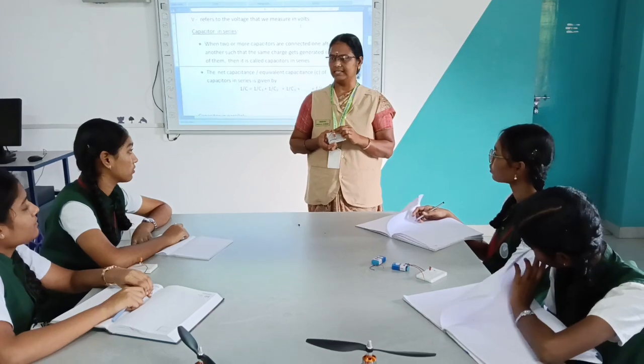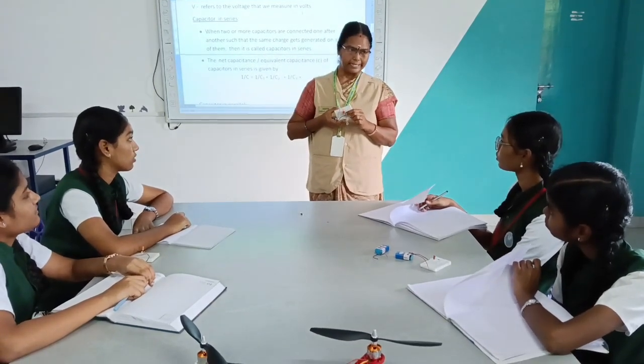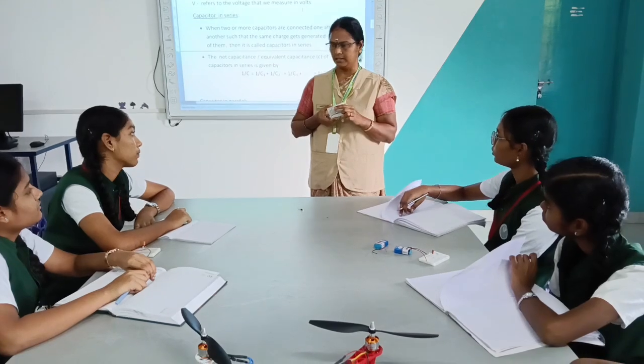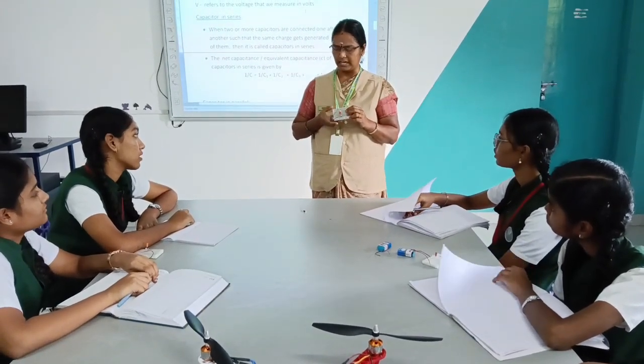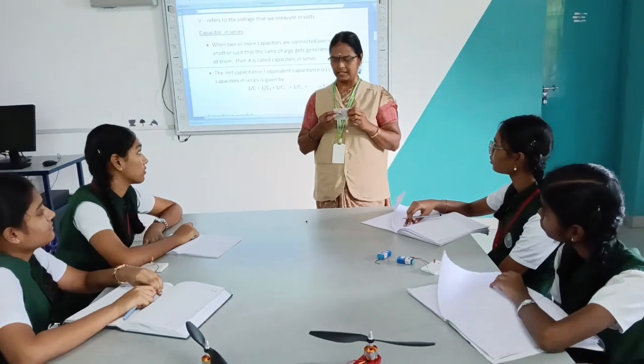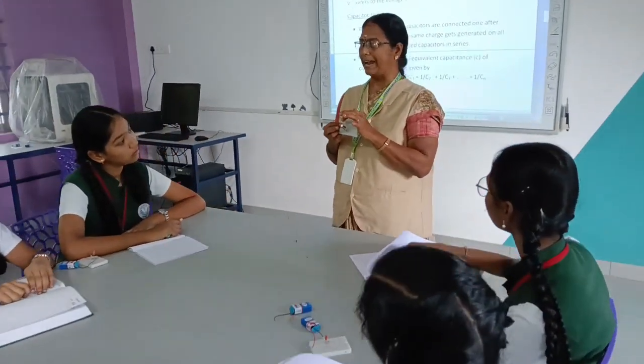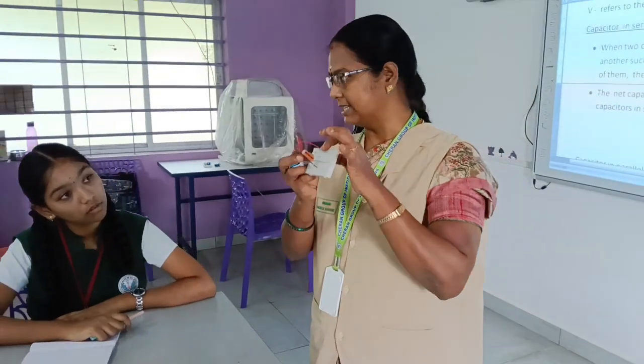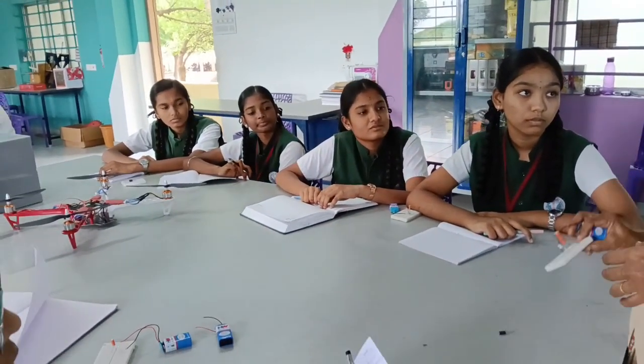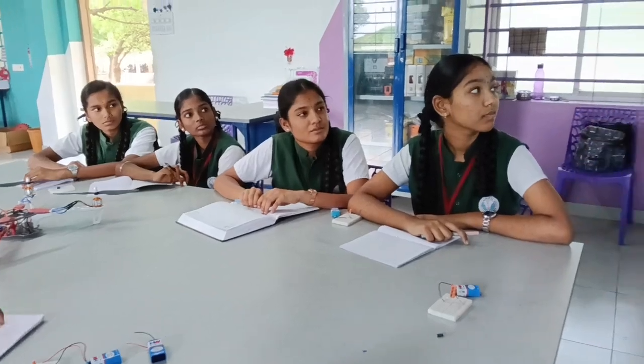We need a resistor, an LED bulb and a capacitor, and one battery is enough for the practical class. We connect the battery positive with the resistor. The next end of the resistor we connect with the capacitor. The next end of the capacitor we connect with the LED bulb. The next end of the LED bulb we connect with the battery negative.